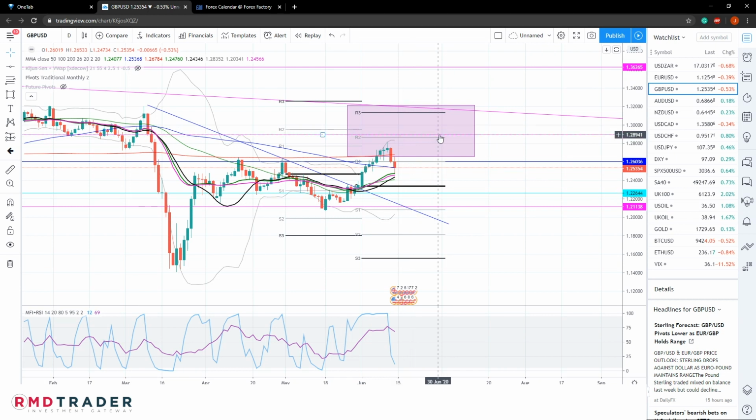And should that break, we are still looking at very strong overhead resistance at this monthly R3 level, which coincides with the diagonal resistance area.